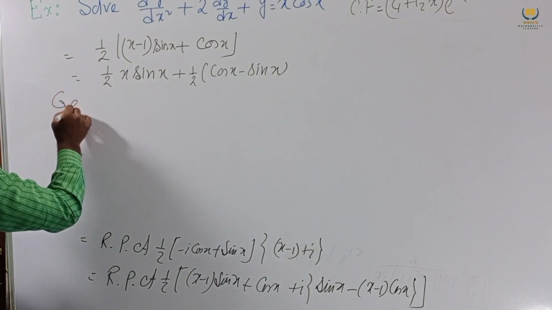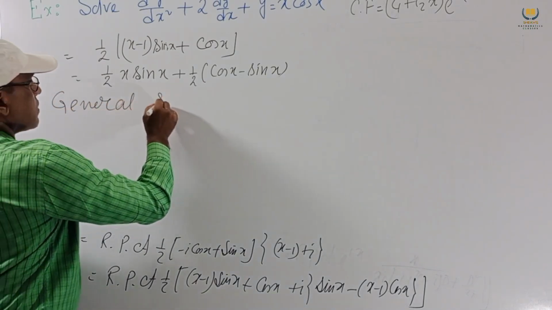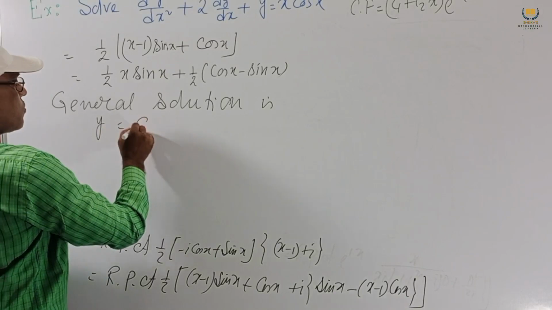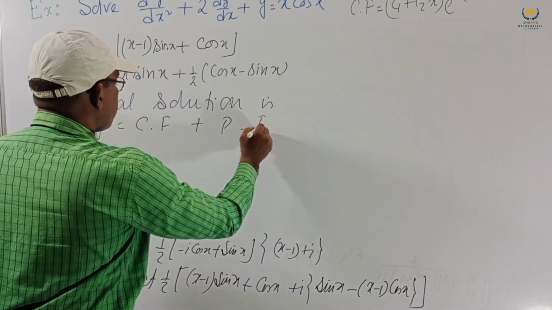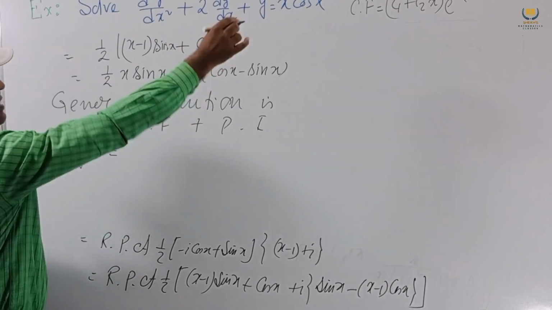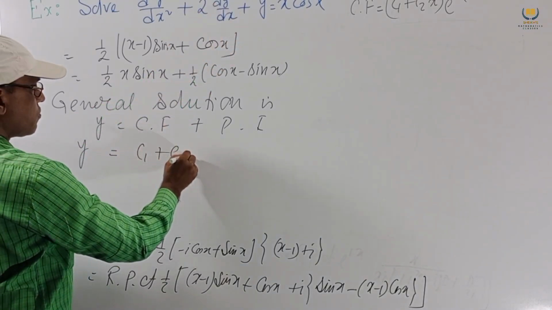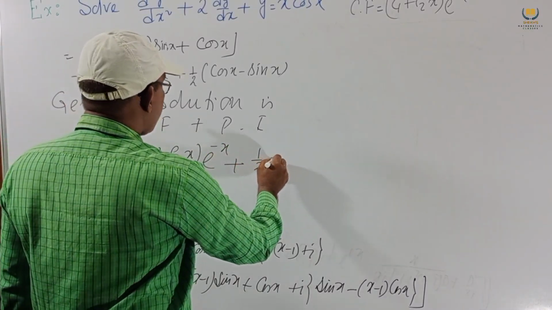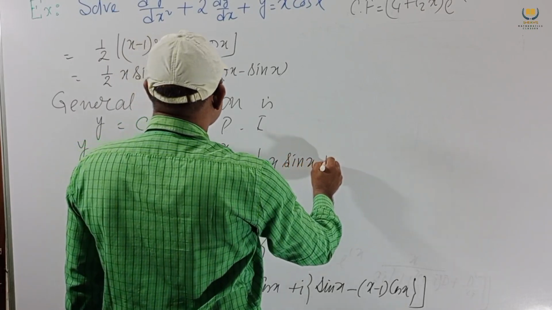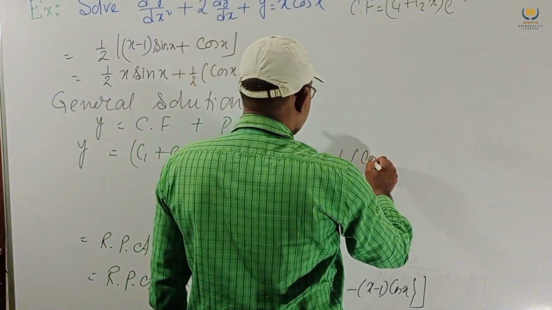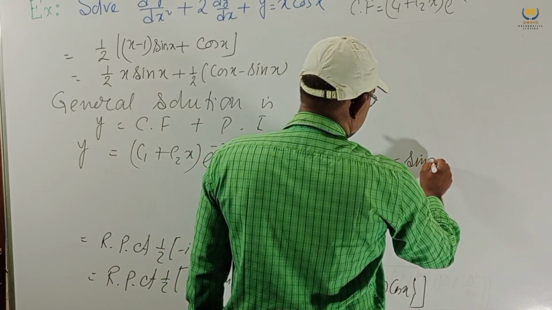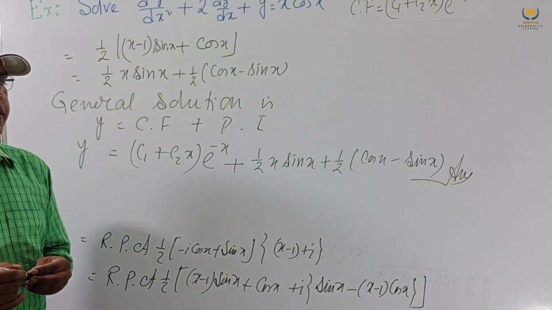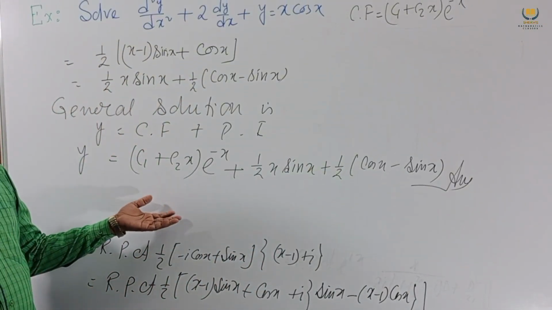So the general solution is y equal to CF plus PI. Y equal to, CF means this one, (c1 plus c2 x) e to the power minus x, and PI means 1 by 2 x sin x plus 1 by 2 (cos x minus sin x), and this is our answer. Very easy solution, very interesting also. So this is the complete solution of the given problem.